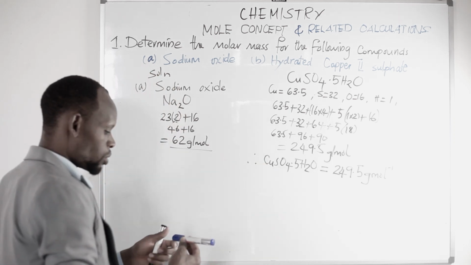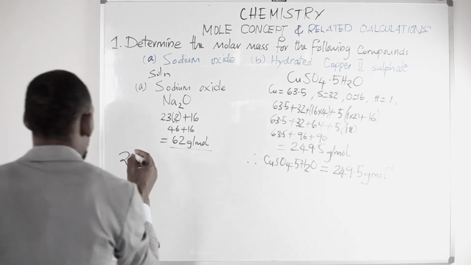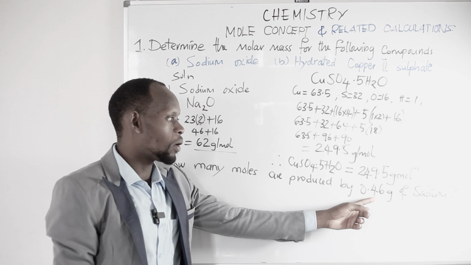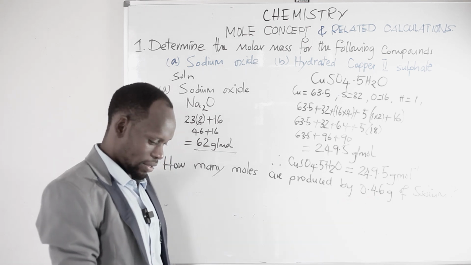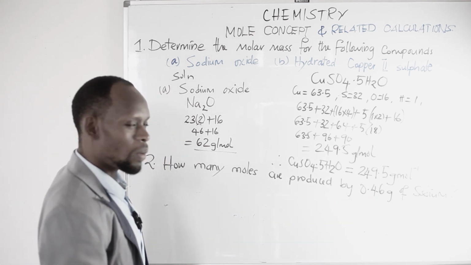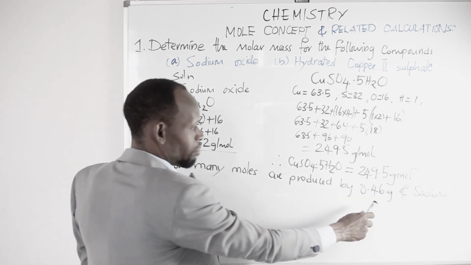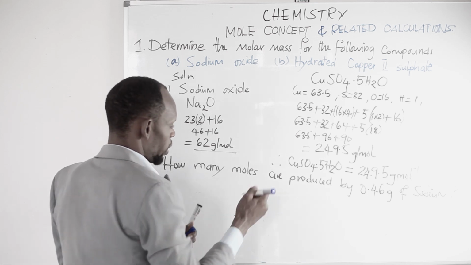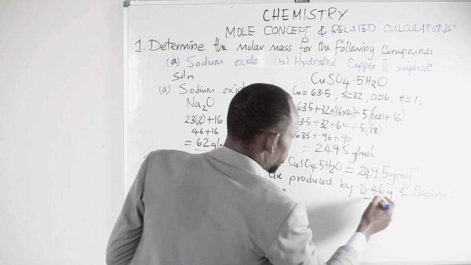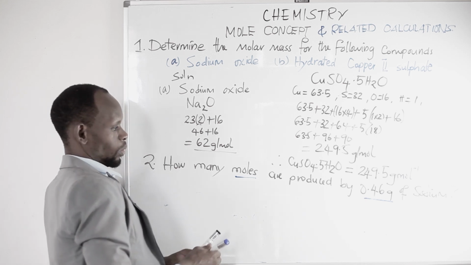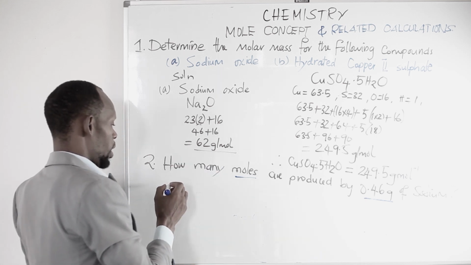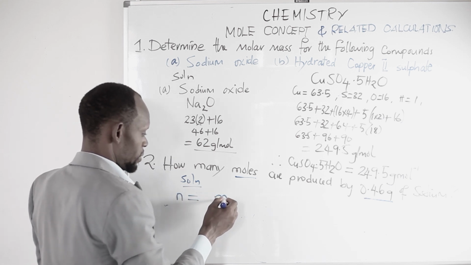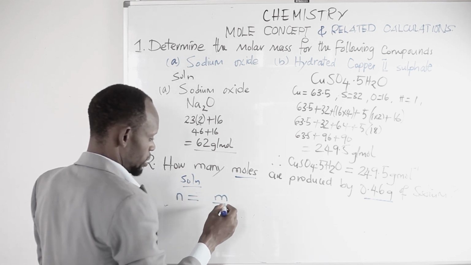Now let us go for number 2. 0.46 gram of sodium. What to do here? Look at the data that were given. Here you have the mass of sodium and you are asked about moles. So you are given this one, and this is the asked one. What to do here is, from the formula, the number of moles is given by mass over molar mass.